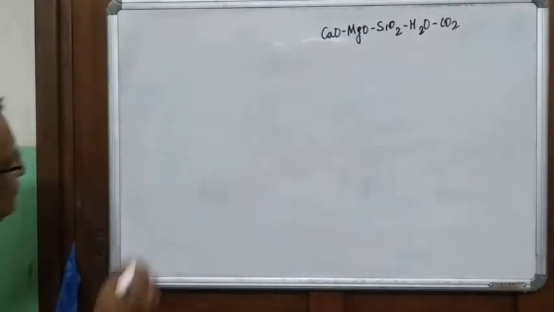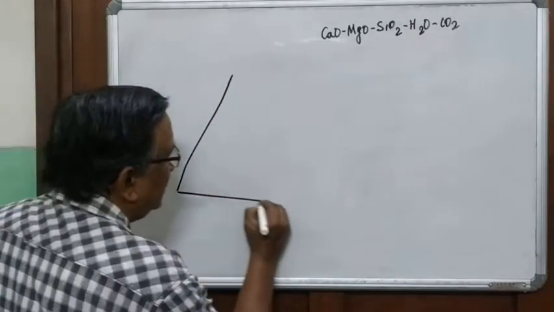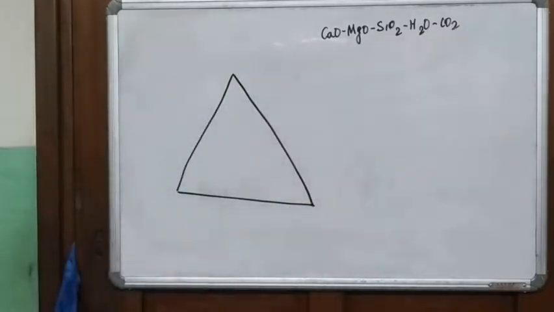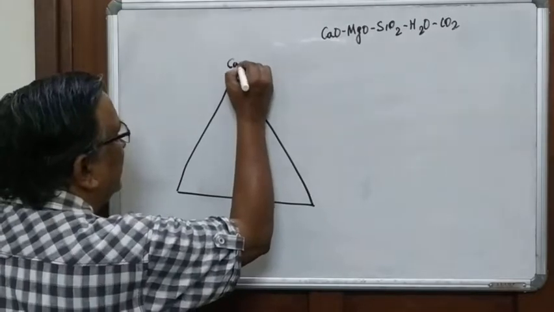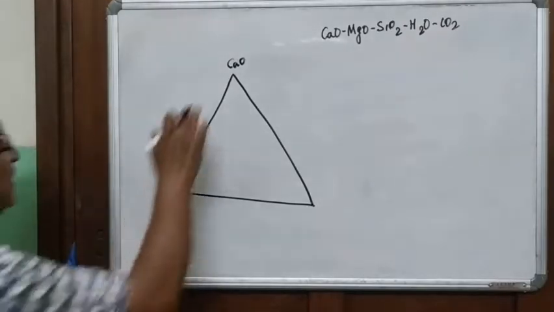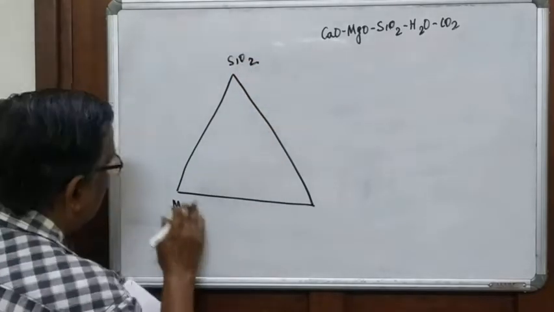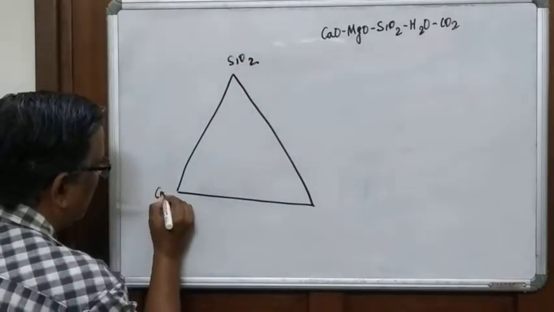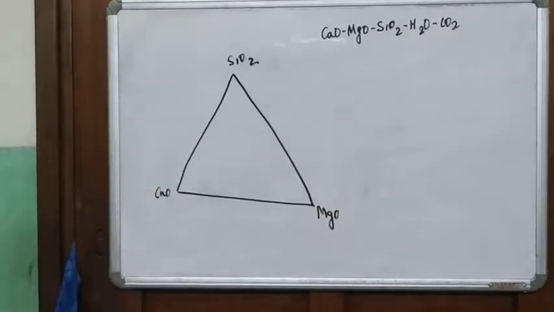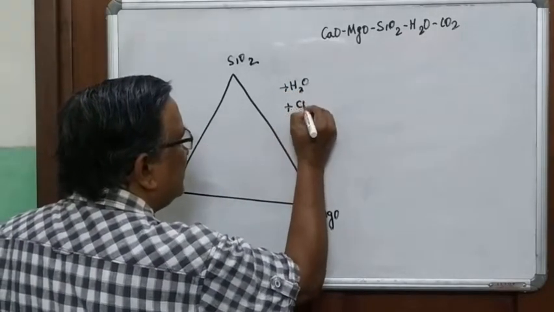Okay. So now let's say we take a triangular diagram. We take an equilateral triangle, which is essentially a composition space, and this is CaO. This is SiO2. This is CaO, and this is MgO. We take this compositional plane, and we remember that you have plus H2O and plus CO2.